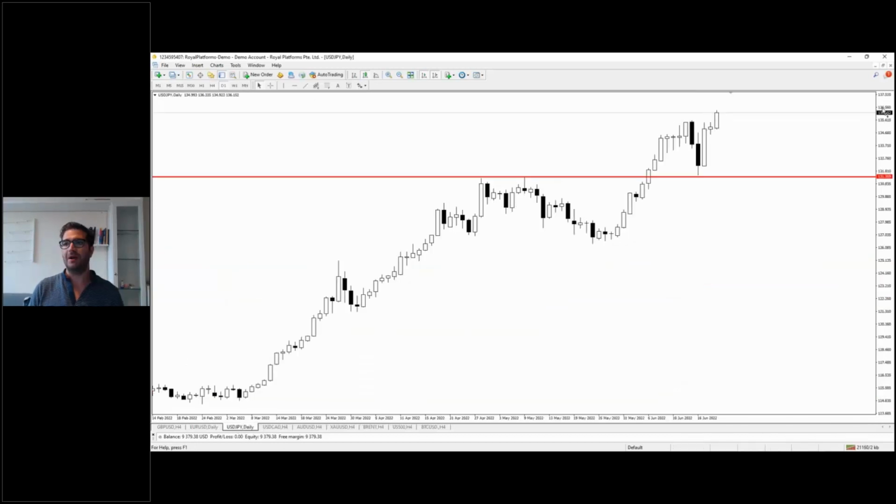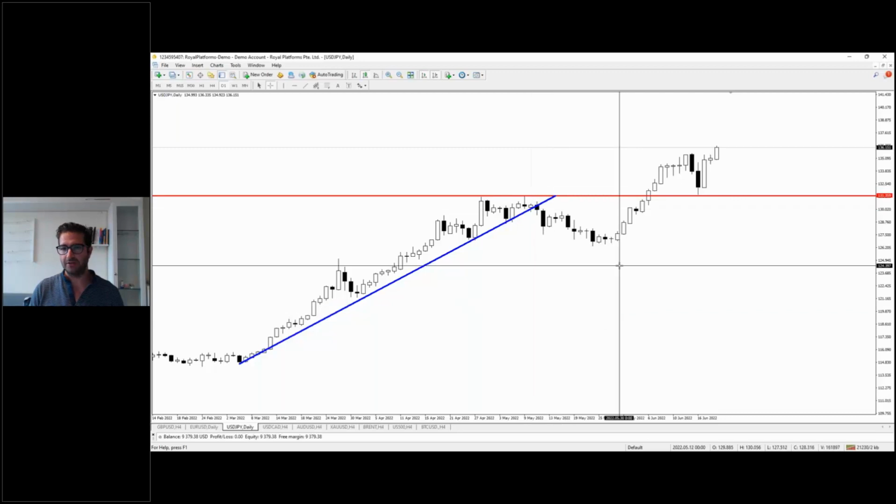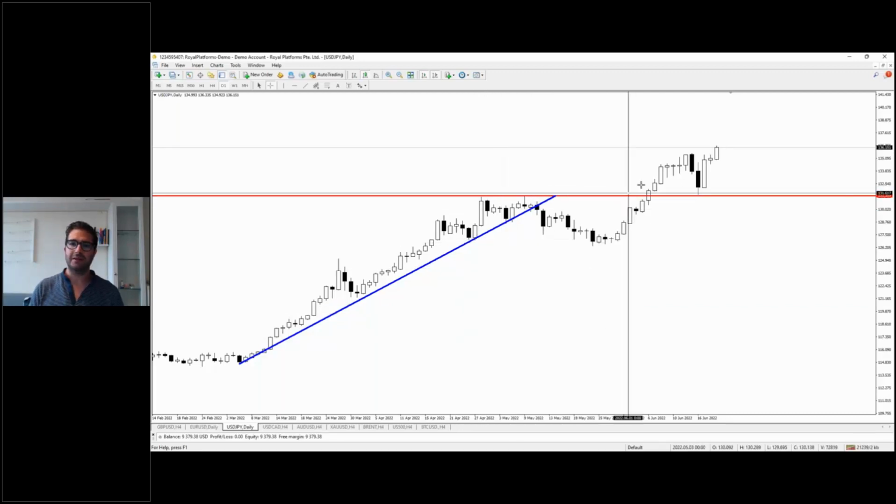USD JPY is moving aggressively to the upside. We have clearly higher highs, higher lows. We had here a deep correction. It was a potential reversal. So the market tried to reverse but failed. As you can see, the market went in a sideways movement. So there was no strong momentum to the downside to reverse it. Found buyers here around this level, and then the market moved to the upside.